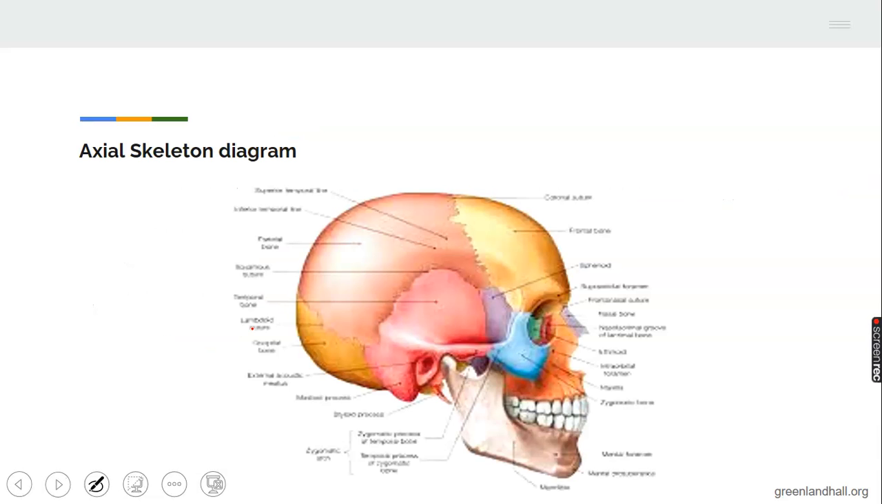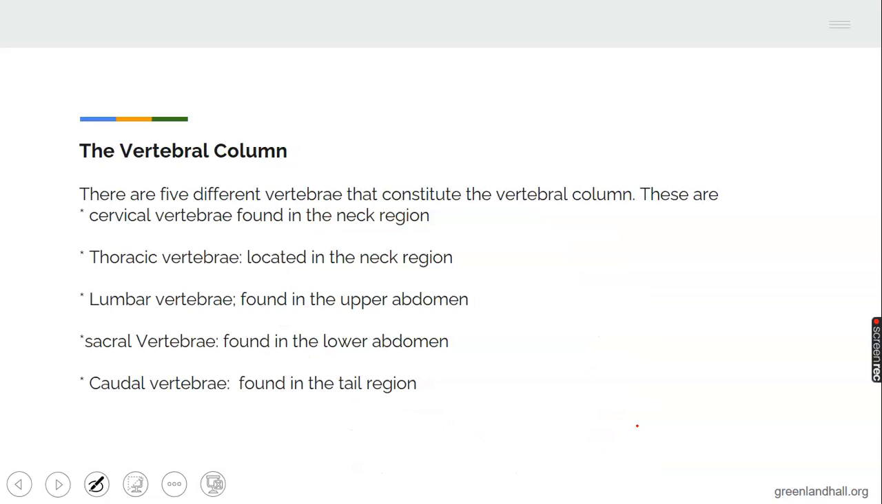Now that is the diagram of the skull. We can see the facial part here. We can see the jawbone here, made up of the teeth and others. So learn the parts of the skull.